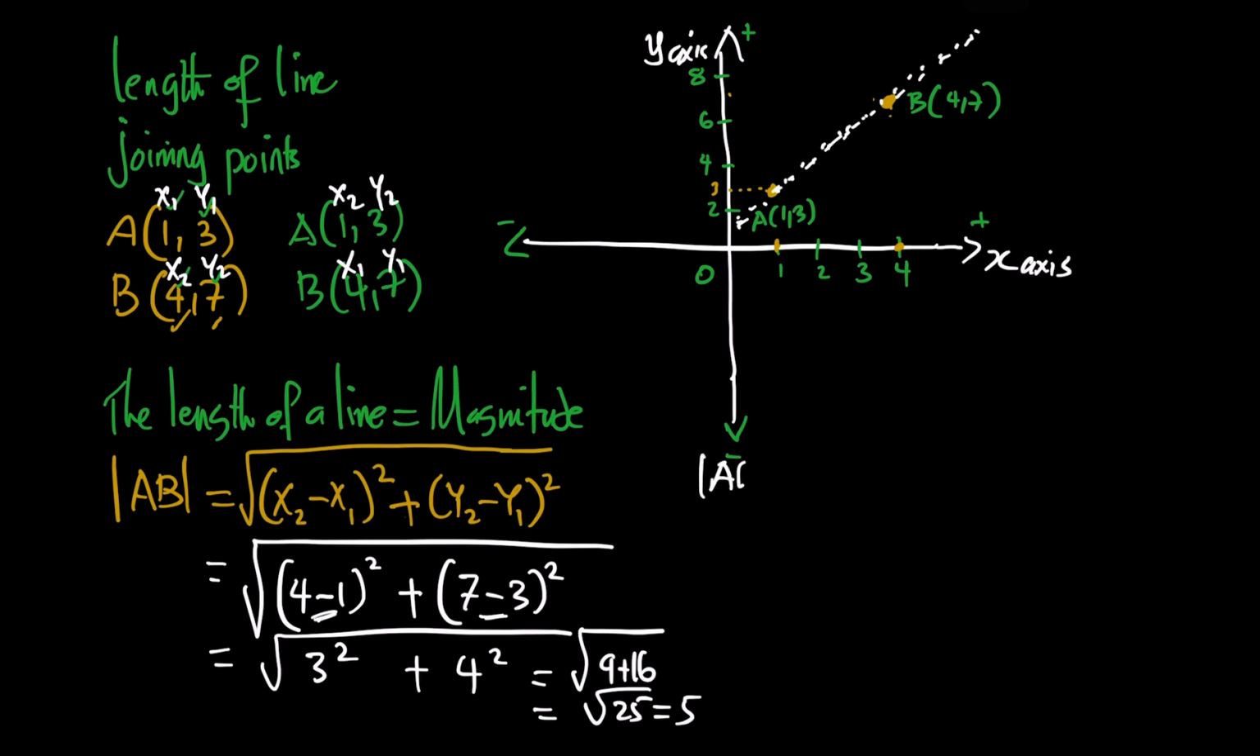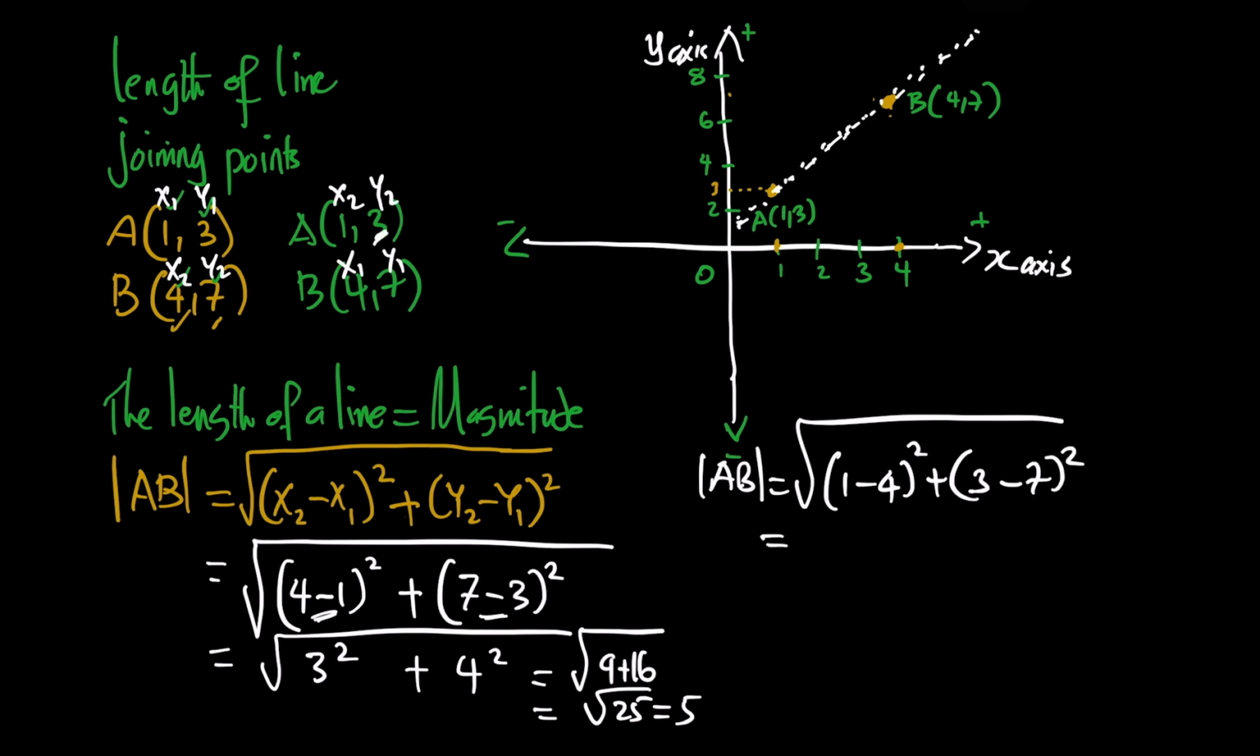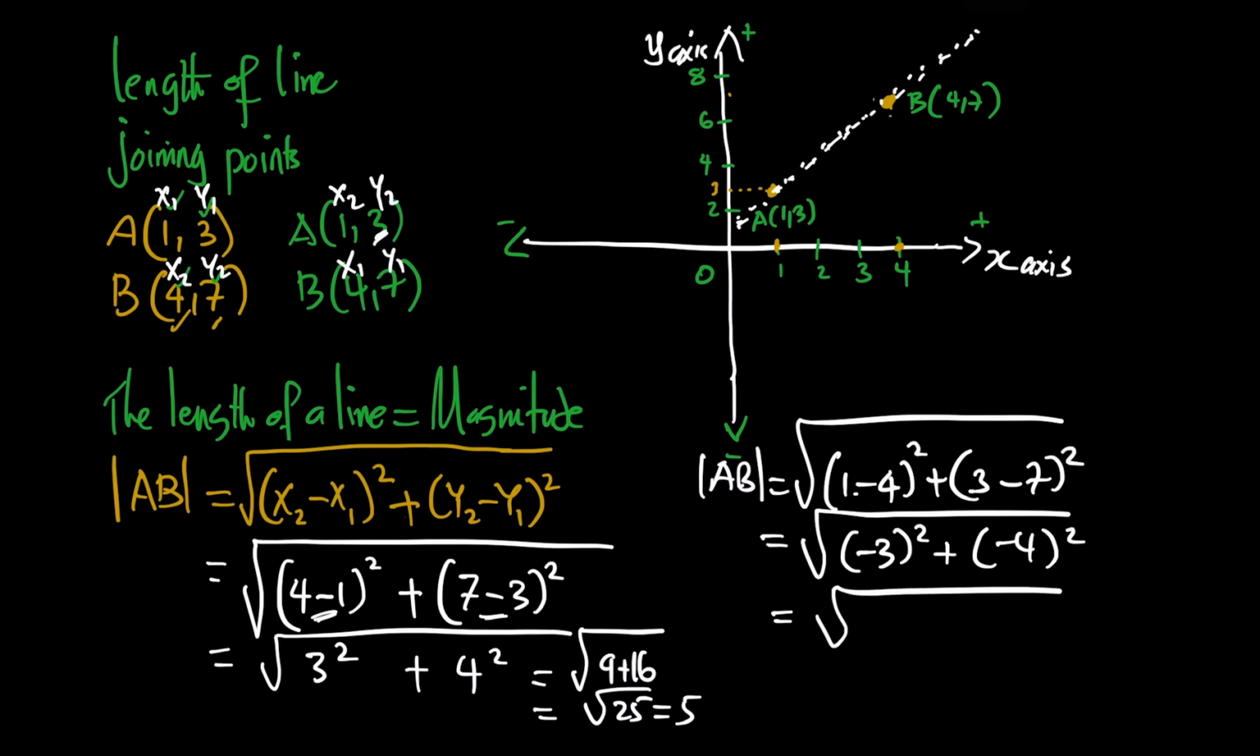So the magnitude of AB using that will be the square root of x2, which is what? Our 1, minus our x1, which is 4. We square that, plus y2, which is 3, minus our y1, which is 7. We square that as well. And we get the square root of negative 3 squared plus negative 4 squared. And we're going to get the square root of 9 plus 16, which is the square root of 25, which is 5.